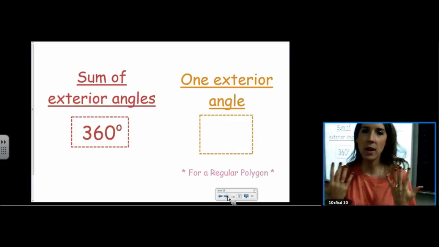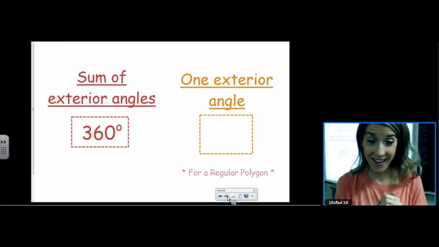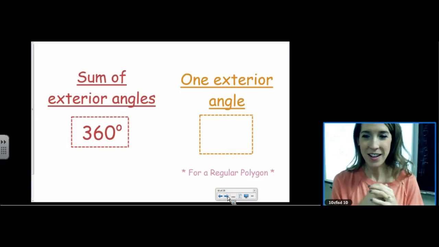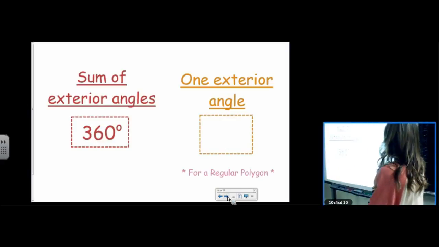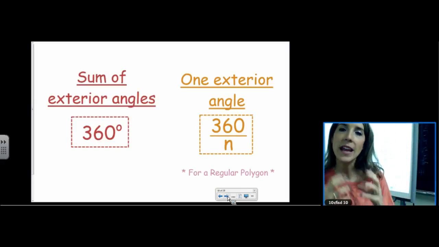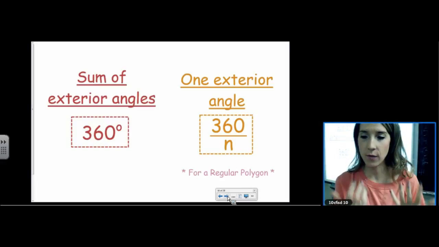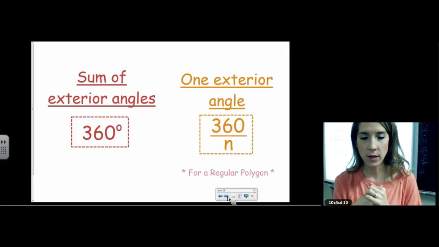And if we had a regular polygon and we wanted just one exterior angle, there you go, its formula would be, write it down, 360 divided by n, where n stands for the number of sides and therefore the number of angles. 360 divided by n.